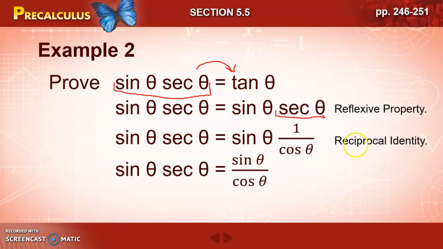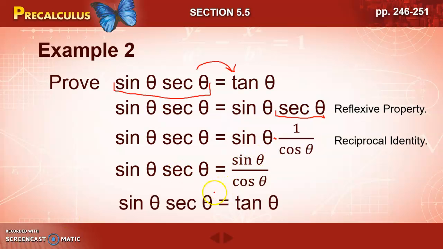We're then going to multiply this. This is just an algebraic principle. Sine theta times 1 over cosine theta is just sine theta over cosine theta. And we just proved sine theta over cosine theta to be true in our first example. That's an identity that we've already proven, so we don't have to go the long route anymore. We can just say sine theta over cosine theta is tangent theta.